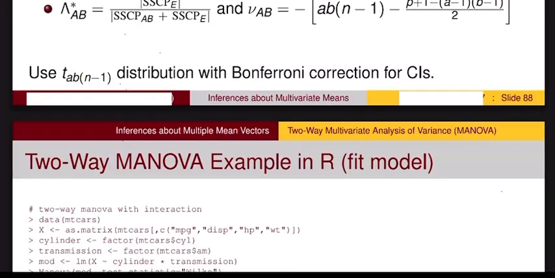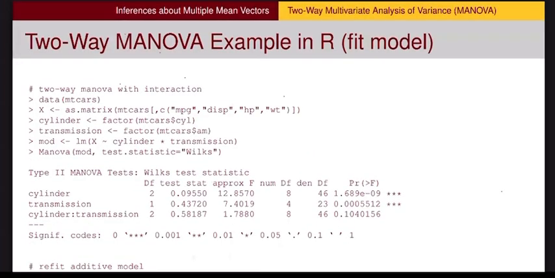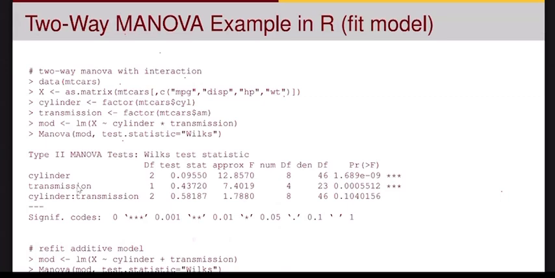Now, how do we do this in R? There's an example here where, look at the response variables, there are 4 of them. We have 4 response variables, and the 2 categorical factors are cylinder and transmission. Maybe cylinder is factor 1, transmission is factor 2. We want to look at the effects of cylinder type and transmission type on the responses.